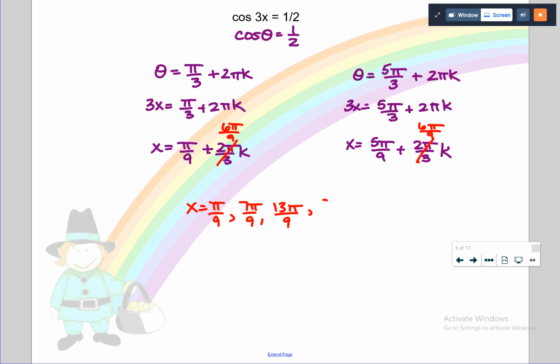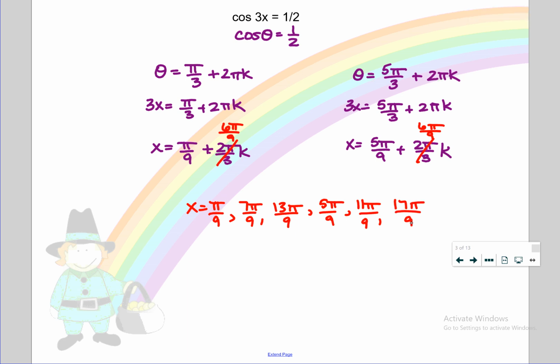Okay, then the next one is 5 pi over 9, and again just keep adding 6 ninths. So 11 ninths, 17 ninths, and if I add another one on, I'll be past my limit. So we've got 6 answers on that.